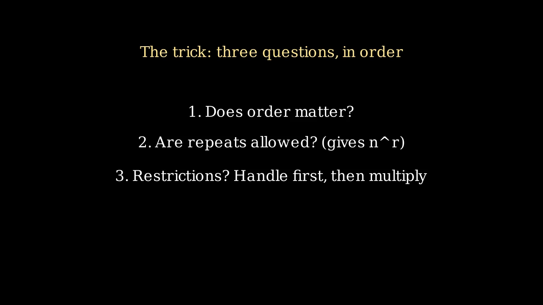Question 3. Are there restrictions? Must certain items be included or excluded? Handle those first, then count the remaining freely chosen items separately and multiply the two counts together.